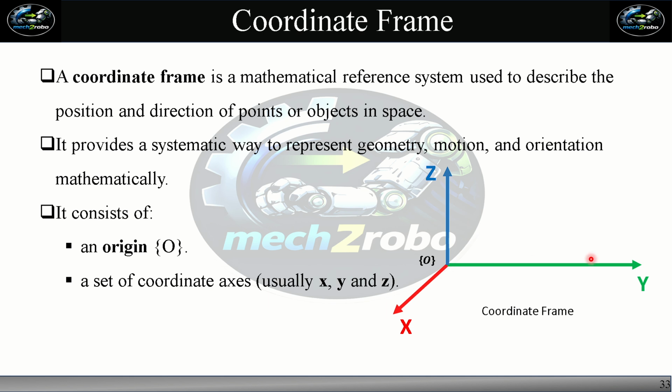X, Y and Z represent the three unit axes of the coordinate frame, which represent the 3D space along three directions which are mutually perpendicular to each other. And it consists of an origin O, which is the reference point with respect to which we define the position of any object along any direction, and another one is a set of coordinate axes which are x, y and z.